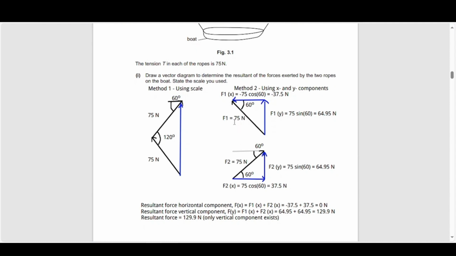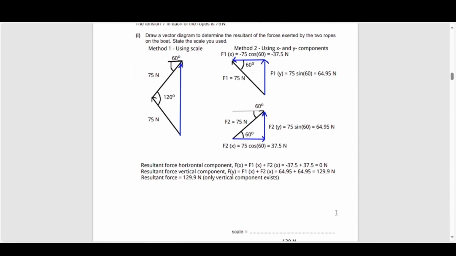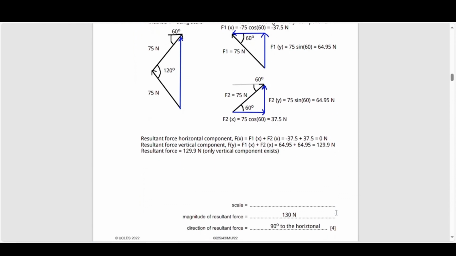So the vertical component of F1 and F2 is basically F1y plus F2y, and they are the same magnitude, but they also act in the same direction. So essentially you double them, and that gives you a value of around 130 newtons. There's only a vertical component that exists, so you don't have to do Pythagoras. You've got your vertical and your horizontal, and you don't have to calculate a resultant off the back of that, which makes it a little bit easier.